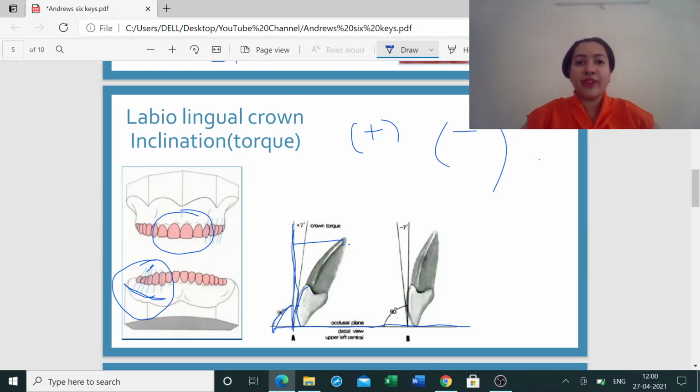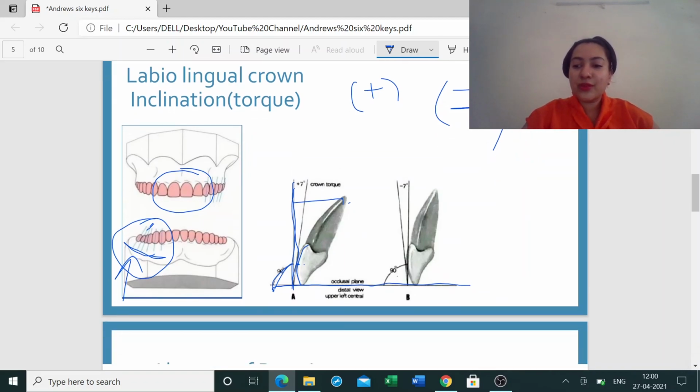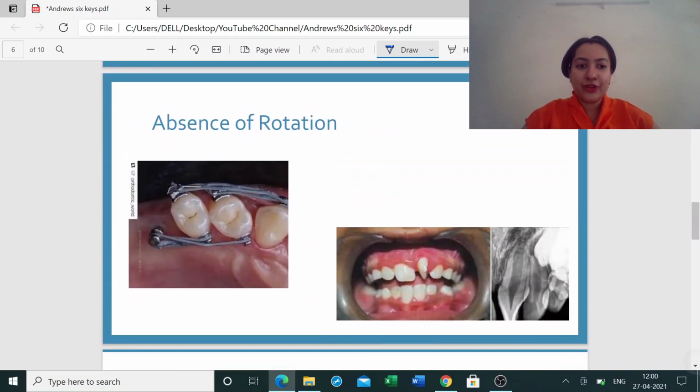So that is how your inclination varies in the arch from tooth to tooth depending upon the crown and the root, which is buccally placed, what is more lingually placed or buccally placed. So that is known as your labiolingual crown inclination, which can be positive or it can be negative. Upper anterior teeth have positive inclination because the crowns are more labially placed as compared to the gingival portion, whereas your lower posterior teeth have a negative inclination because the crowns of the lower teeth are lingually inclined, right? So this was the third key of occlusion given by Andrews.